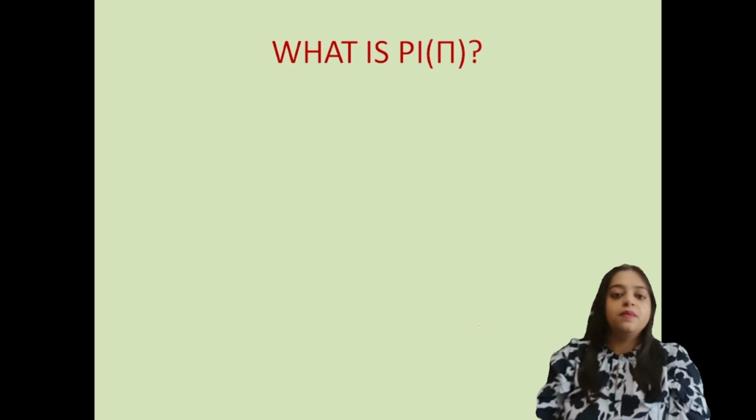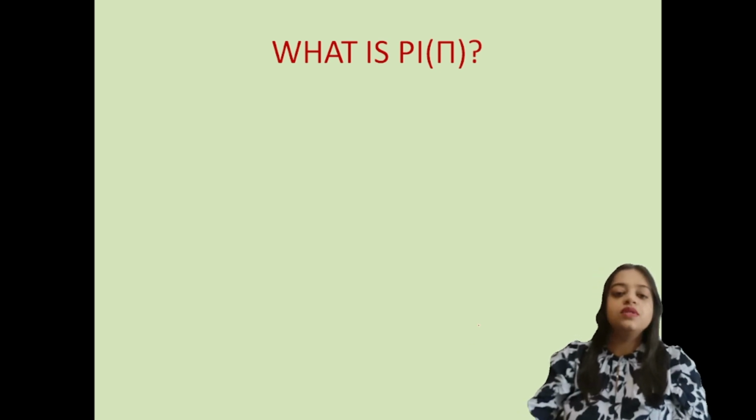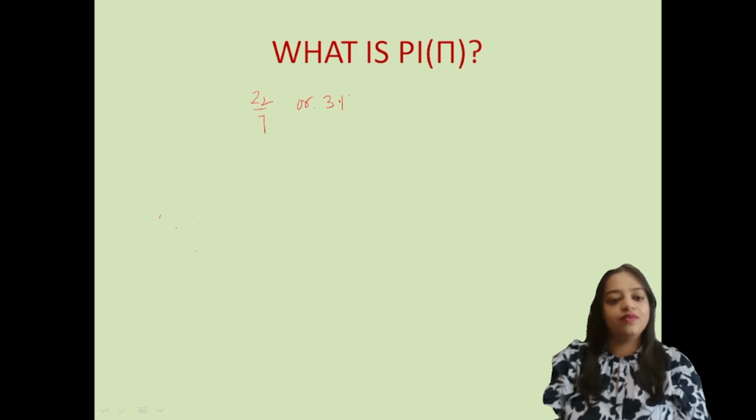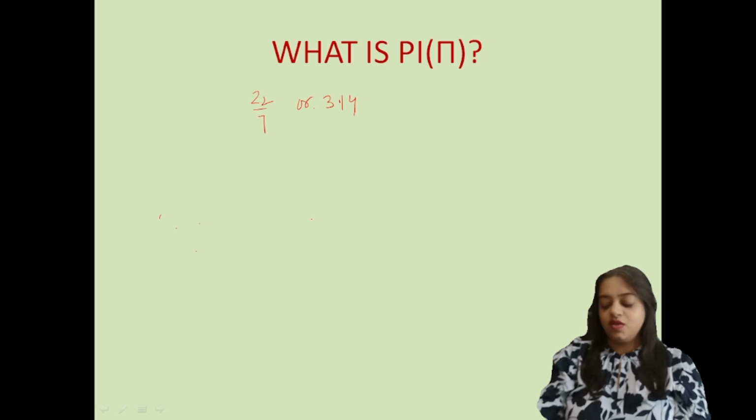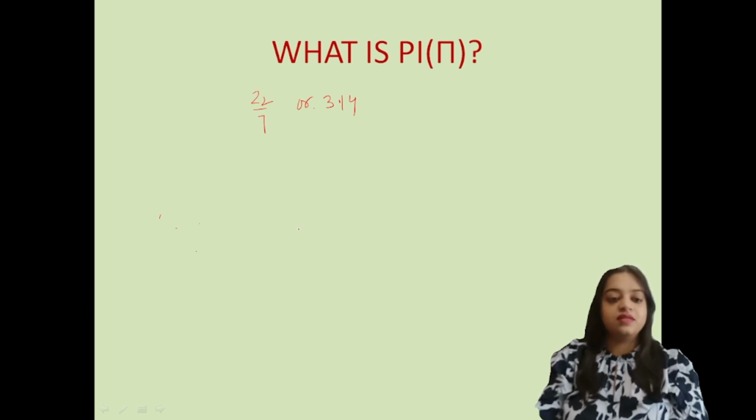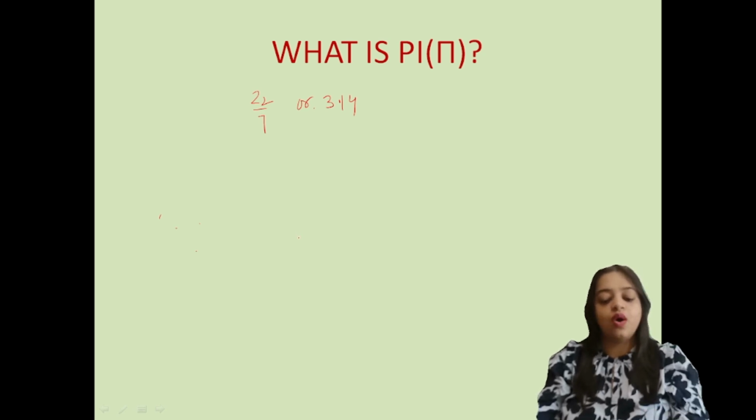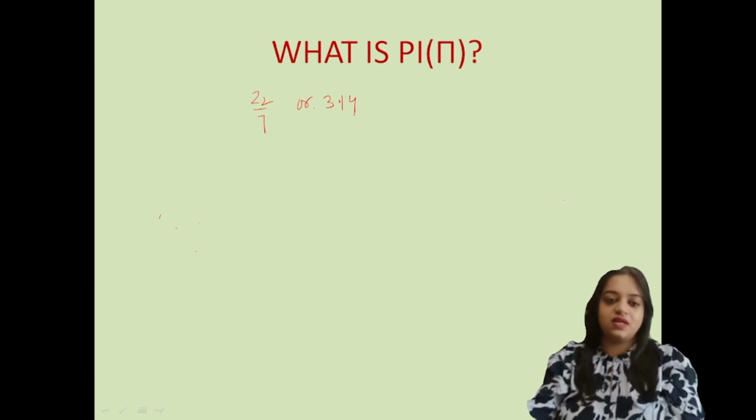Now what is pi? इसका answer students क्या देते हैं? That it is 22 by 7 or 3.14, है ना? So this is not the answer for this. These are the values which we use in our calculations. ठीक है, so let's see now what is pi. Actually it is the ratio of circumference of circle to its diameter.